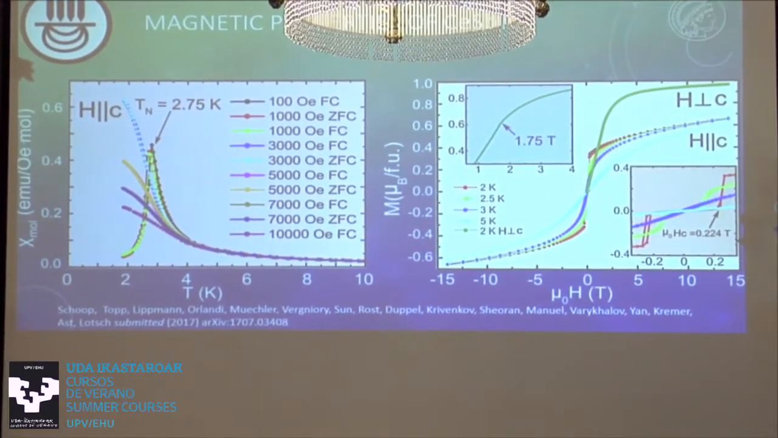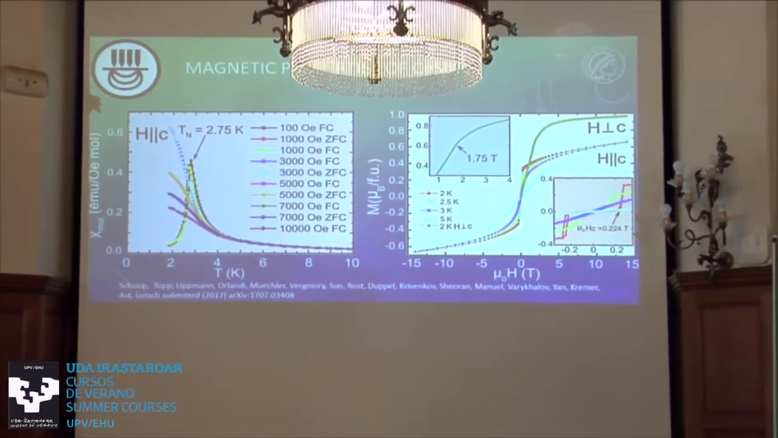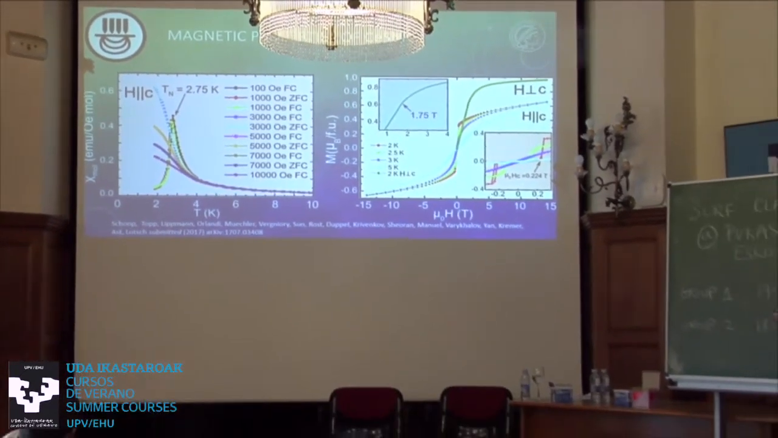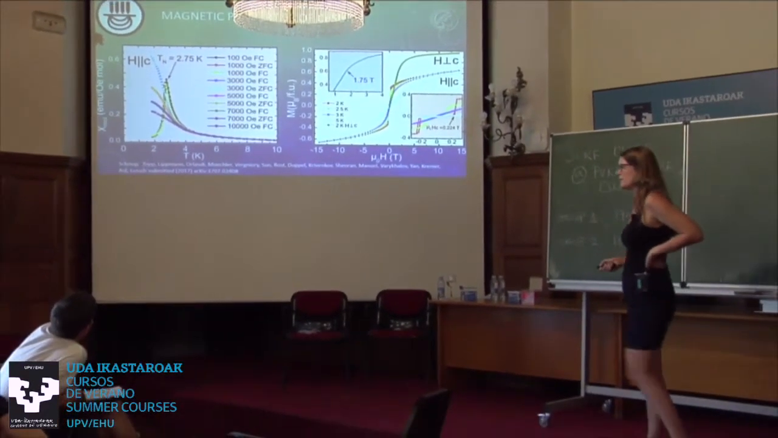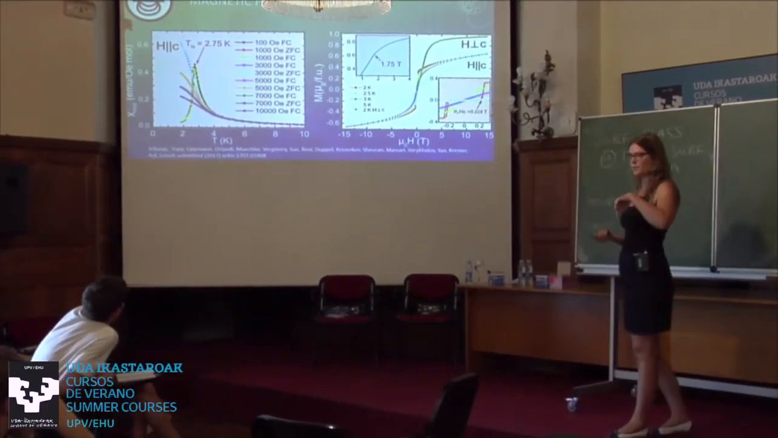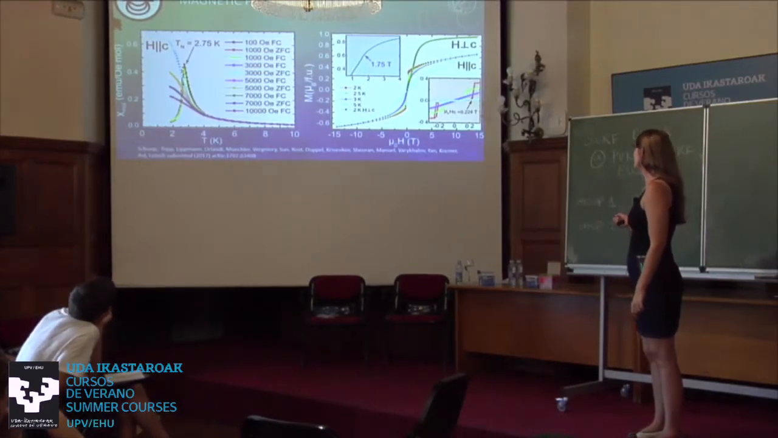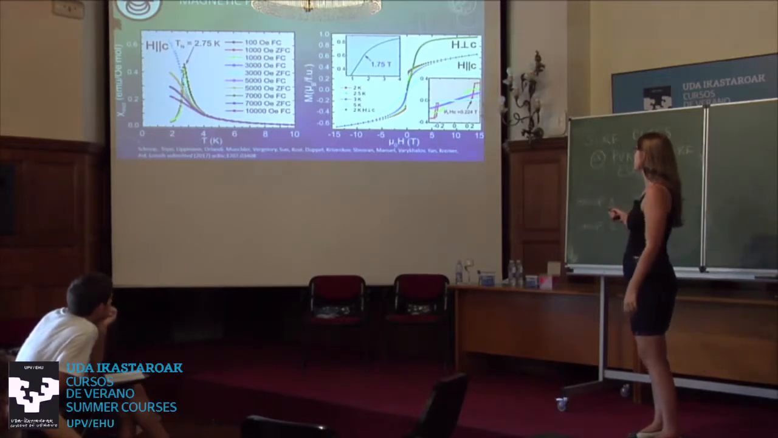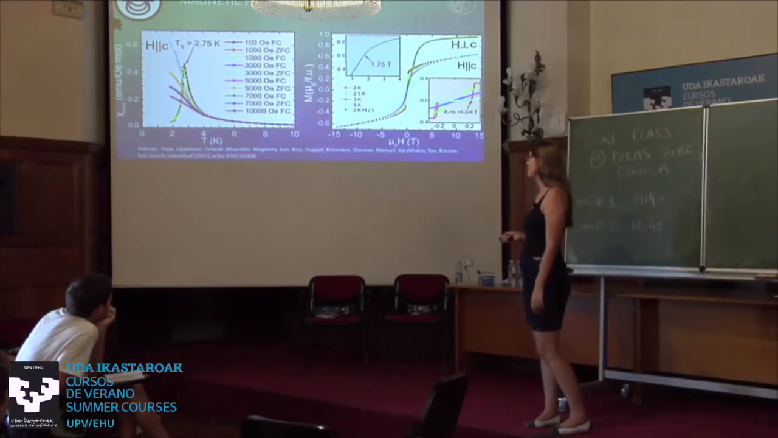We also see this field-induced transition in the field-dependent data. So this is magnetization versus field, and you see that at some critical field, the magnetization jumps. This is an indication of a so-called spin-flop transition, where the spins flop from one direction to another. This spin flop happens at low fields if you align the field along the z-axis, and if you align it perpendicular to the z-axis, it happens much weaker and at higher fields, but it still happens in both cases.